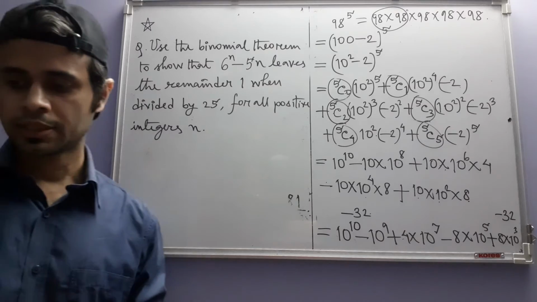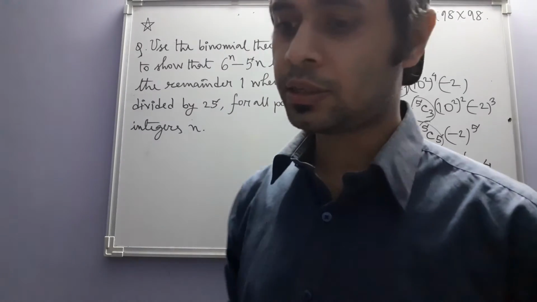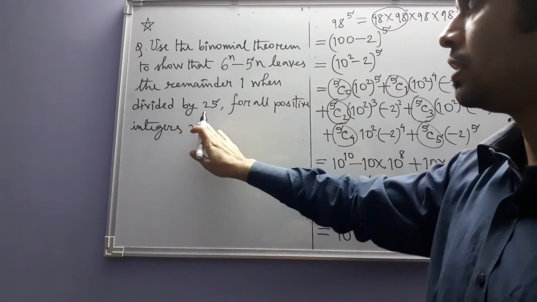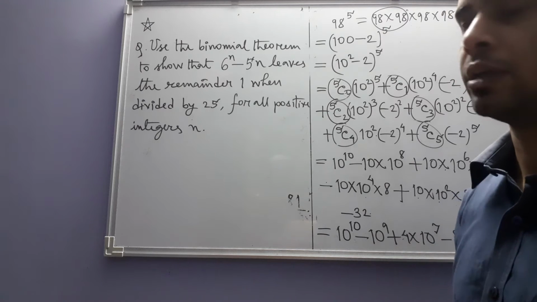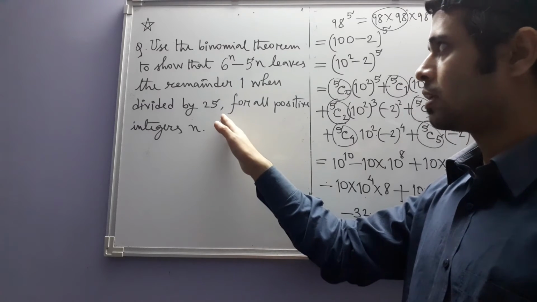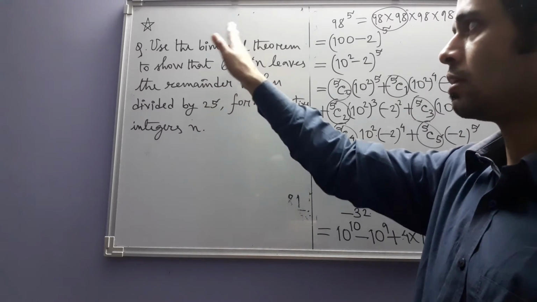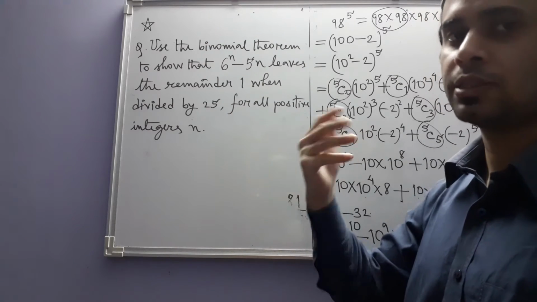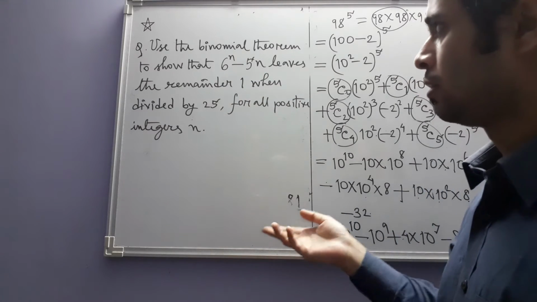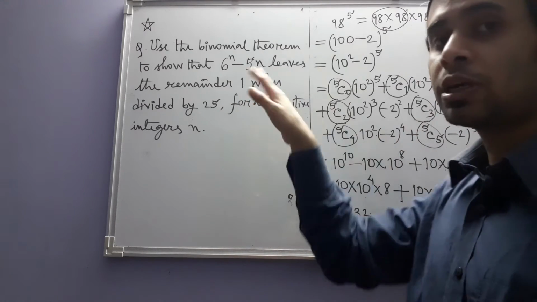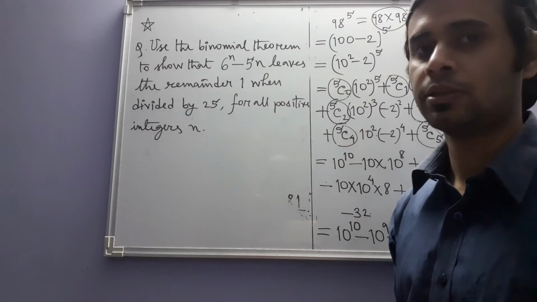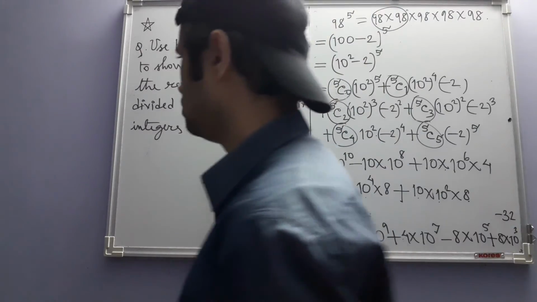So what this question asks us is to show that when we divide the number 6 to the power n minus 5n by 25, the remainder is always 1. Now we have already obtained problems like this, although there we had to show that some number divides an expression like this, that is the remainder is 0. This is more general. This asks us to show that the remainder is 1. But so there what we did, we used mathematical induction, but here we have to use the binomial theorem. So how can we do that?